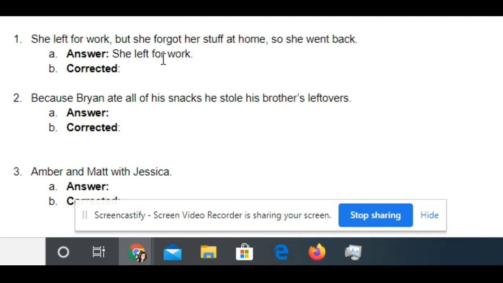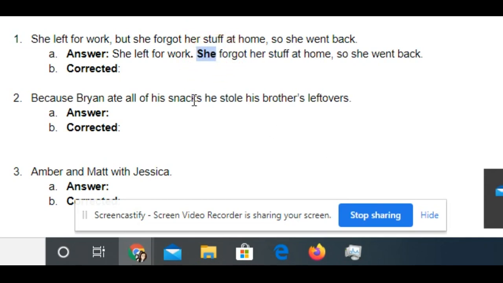That first part, I'm just going to make it one sentence. She forgot her stuff at home, comma, so she went back. Remember, I asked you to bold what you changed. So you're going to bold this period that you added, and you're going to bold this period. Well, no. What else are we going to change? Oh, and you're going to highlight she because that is now the new start, and that was changed because it should now be a capital letter.